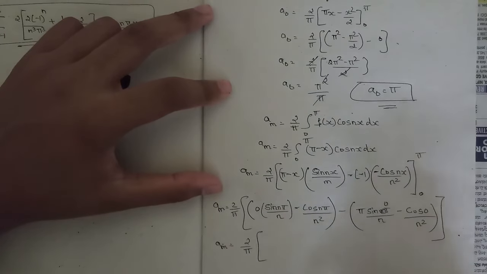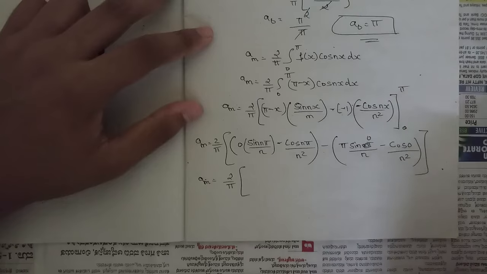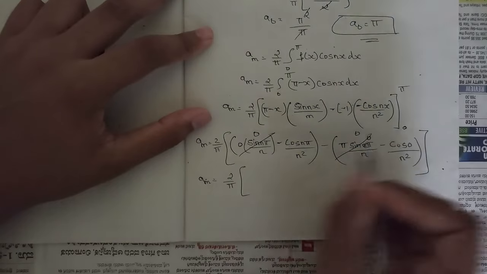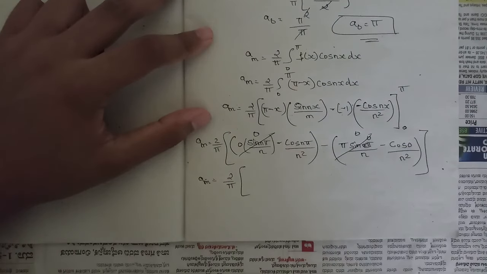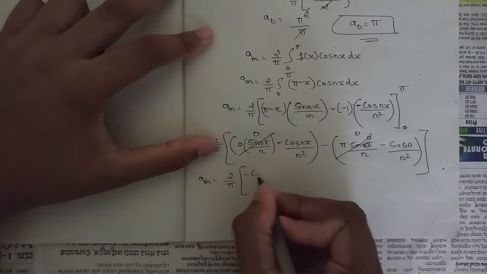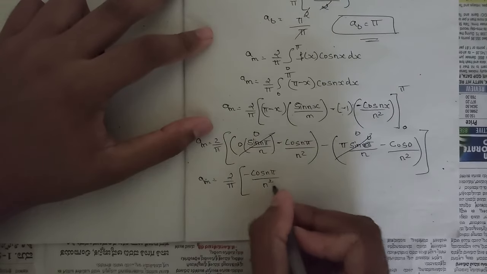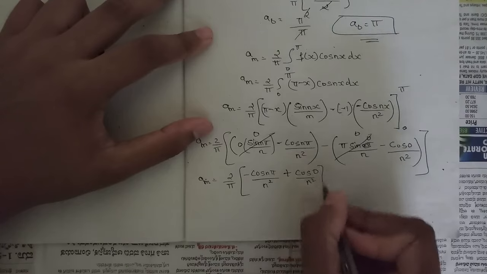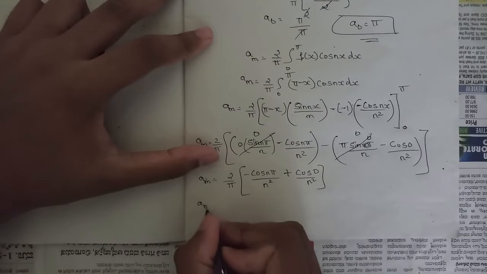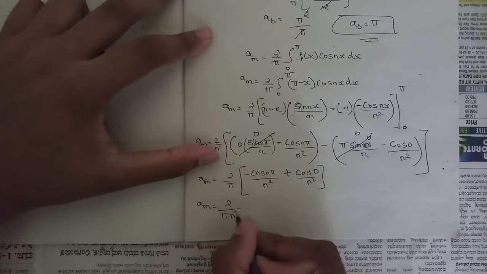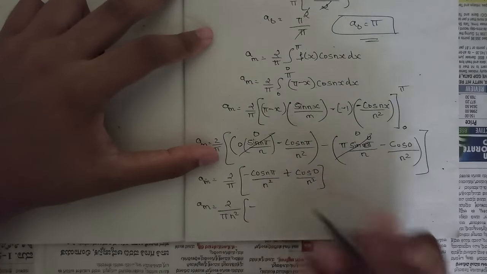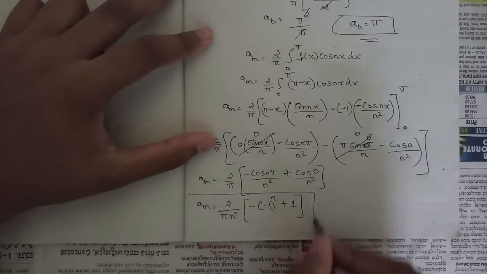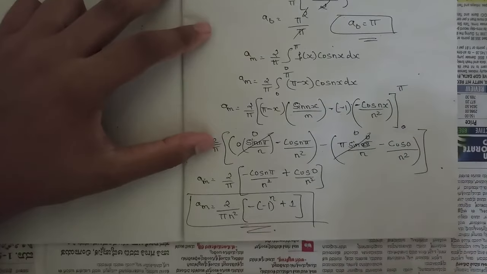So the required answer we get here is, so we can cancel some terms, that is this is 0 and this is 0, sin n pi is 0 and sin 0 is 0. So the remaining terms are minus cos n pi by n square, minus into minus is plus cos 0 by n square. So take 1 by n square common outside, so it becomes 2 by pi n square. The remaining terms are minus of cos n pi, whose value is minus 1 to the power n, plus 1. So this is your required an.